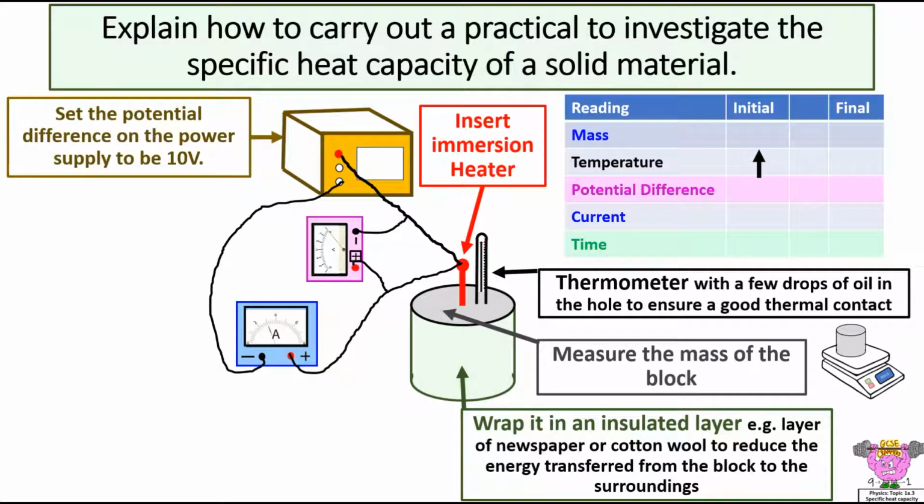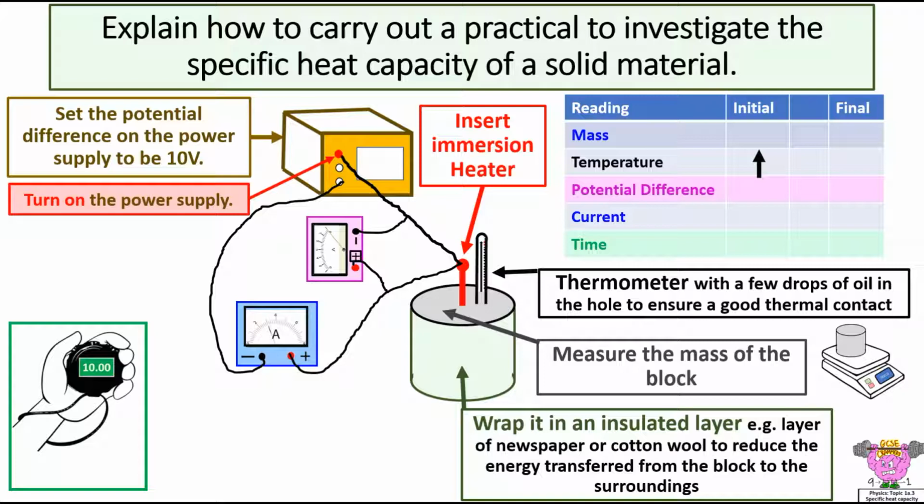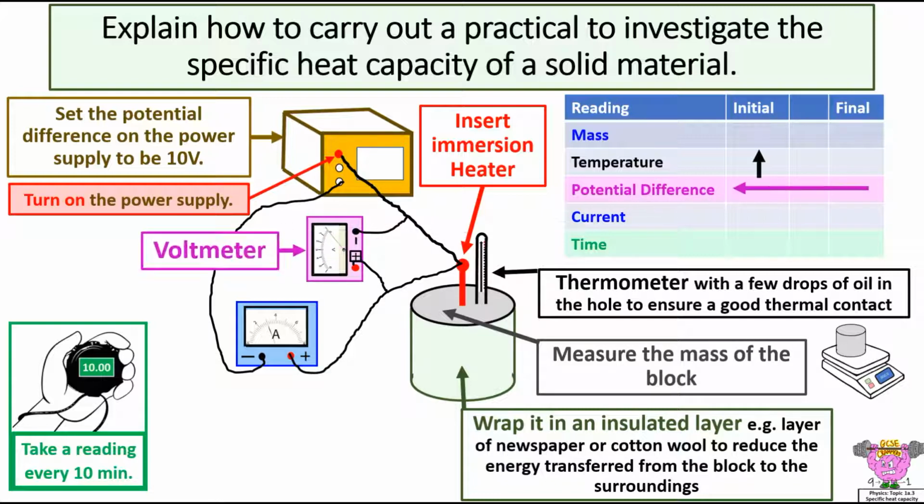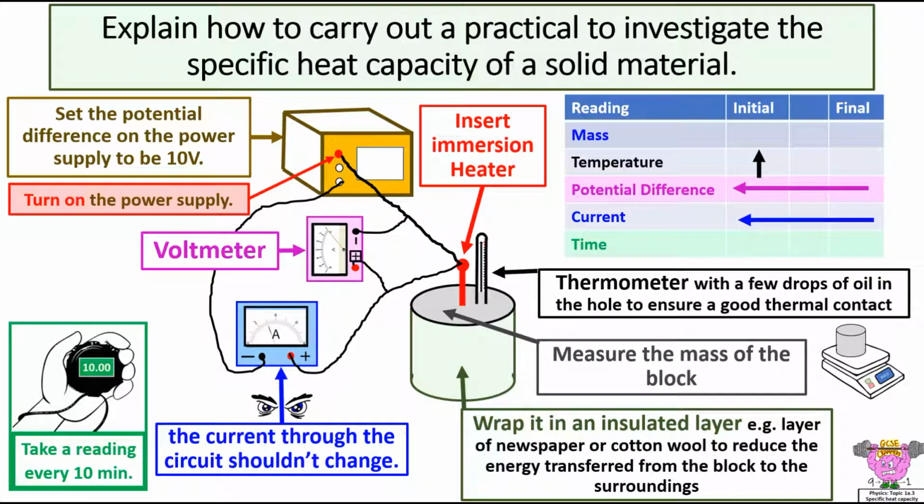Set the potential difference of the power supply to be 10 volts. Turn on the power supply and at the same time start the stopwatch. As the block heats up, take a reading every 10 minutes. Record the reading of the potential difference off the voltmeter and current off the ammeter. Watch the ammeter. The current through the circuit shouldn't change. At the end of the experiment, turn the power off and stop the stopwatch. Record the time in the table.